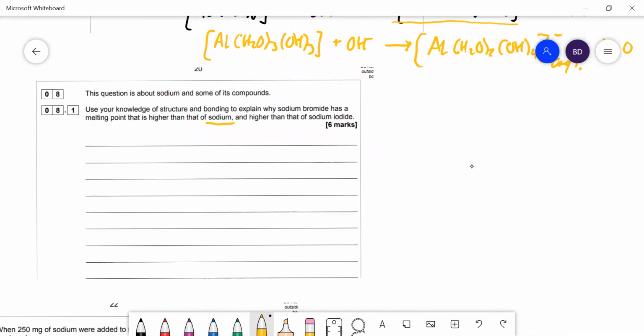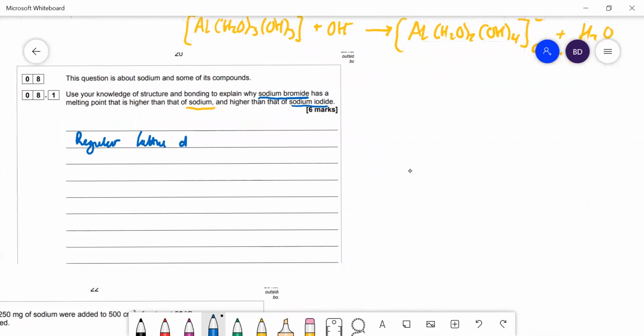Right, and then we need to compare that to sodium bromide, and finally we need to compare the sodium bromide to the sodium iodide. So let's just see what is the structure and bonding of sodium. Well, sodium is a metal, so you're going to have a regular lattice of Na plus ions, and they're going to be surrounded by delocalized electrons.